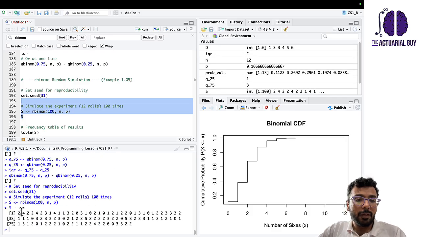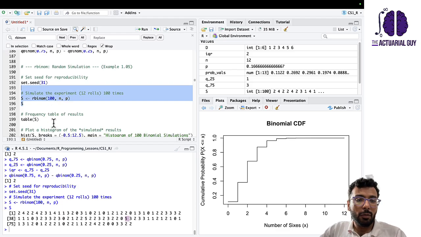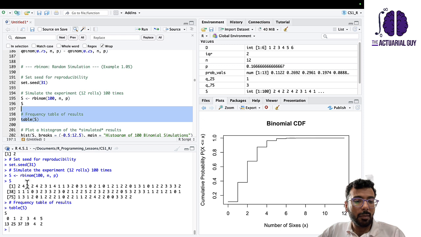Okay, so in the first set of 12 rolls, you got 2 successes, then you got 4 successes, then 2, so on and so forth, right? You will see high values like 5 here as well. So 100 times I've rolled this. If you make a table of this, in 13 sets of 12 rolls, you got 0 successes. You got 5 successes in just 2 rolls.